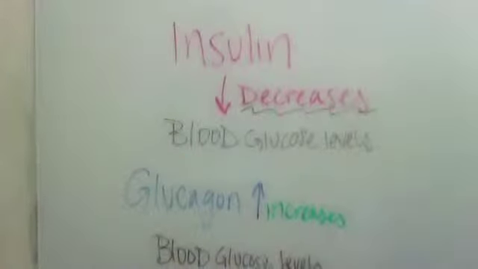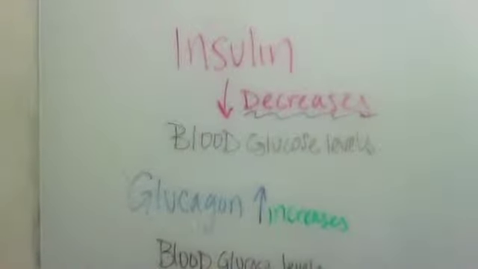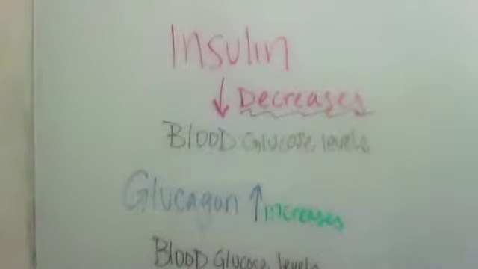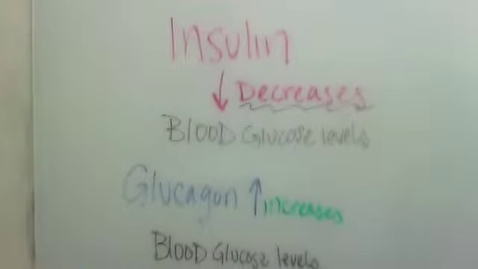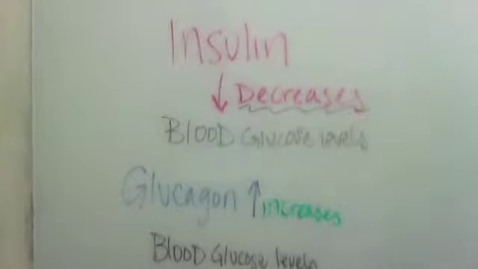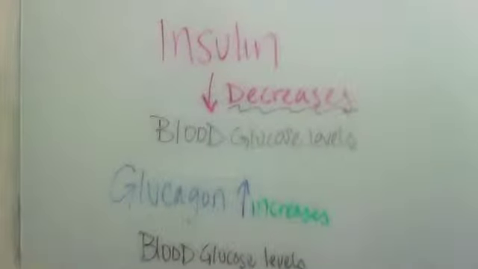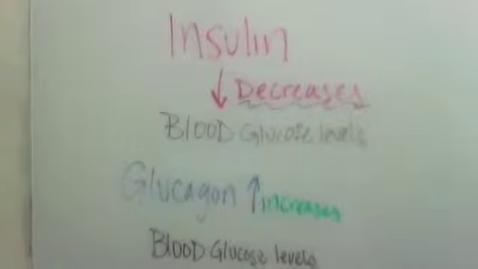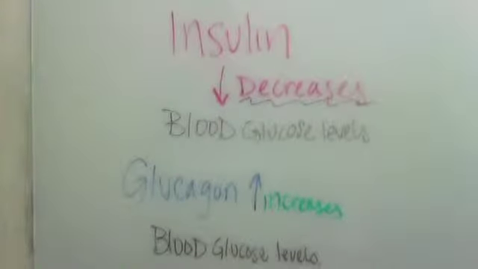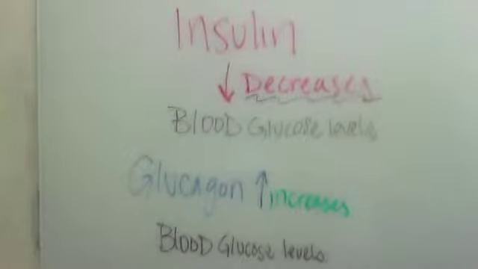Insulin lowers blood glucose level by increasing the rate of glucose uptake and utilization by most body cells, and by increasing glycogen synthesis in skeletal muscles and the liver. Glucagon is stimulated when glucose levels are low, and it raises the blood glucose levels by increasing the rate of glycogen breakdown and glucose released by the liver.